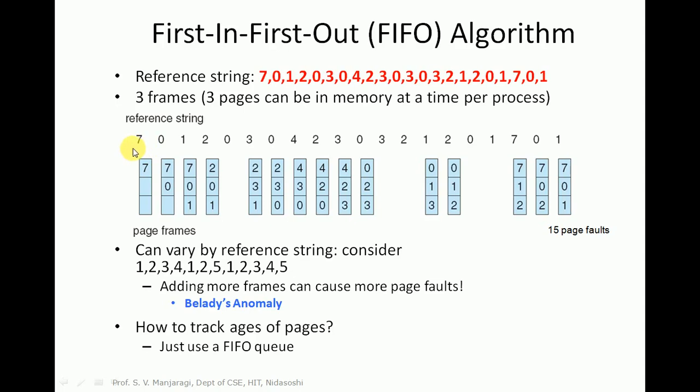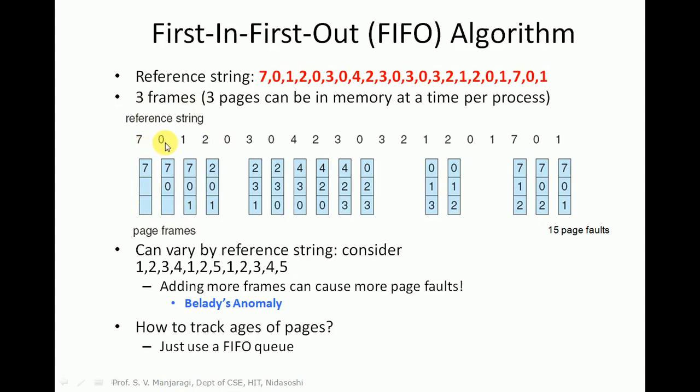Initially, this page 7 will not be there in the physical memory. Then a page fault occurs. So initially a page fault occurs here, and it will be brought into the physical memory from the disk. It means page number 7 has been loaded onto frame 1. Now frame 1 has been allocated to page 7.